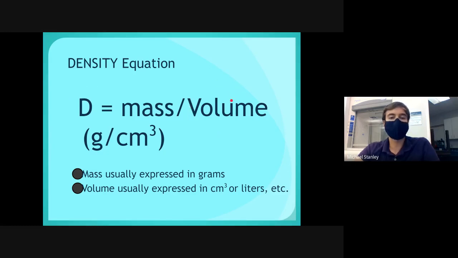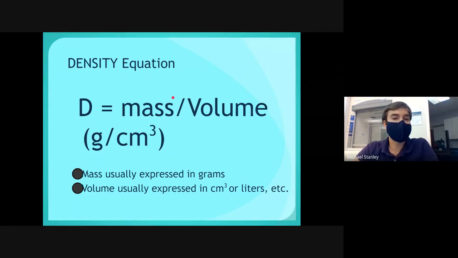My volume was 50. My mass is 100. 100 grams divided by 50 centimeters cubed gives me 2 grams per centimeter cubed. So the density of my computer mouse in that example would be 2. So it's a simple calculation: figure out your mass, figure out your volume, then all you have to do is mass divided by volume. That's a really handy little equation.